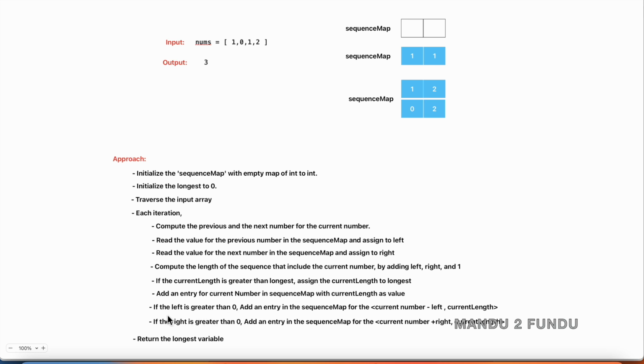And also we have to update the boundary elements of the new sequence. We check whether the left is greater than 0, then add an entry. And then similarly for the right, if the right is greater than 0, then we add an entry in the sequence map with the current number plus right and then with that current length. At the end of the traversal, finally we get the length of the longest sequence in this longest variable.